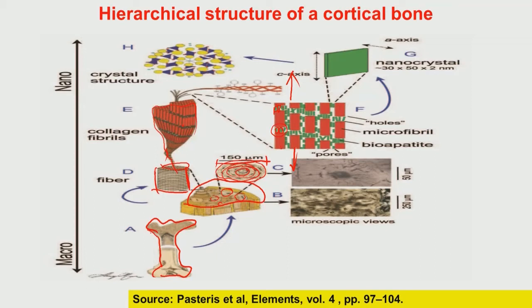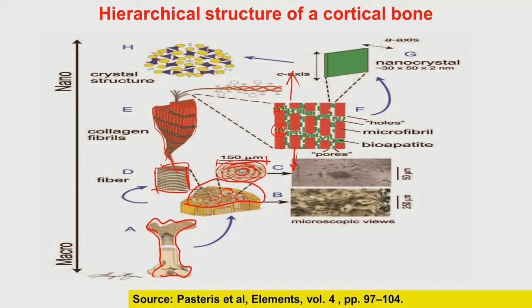Third thing that you must notice is that this cortical bone, although it is mechanically much stronger compared to cancellous bone, nevertheless also has certain porosity. So, it is not an extremely dense structure, but a slightly porous structure. It is a hybrid structure because it contains both collagen polymer as well as the ceramic structure.